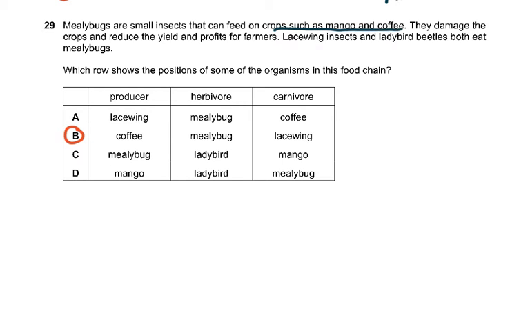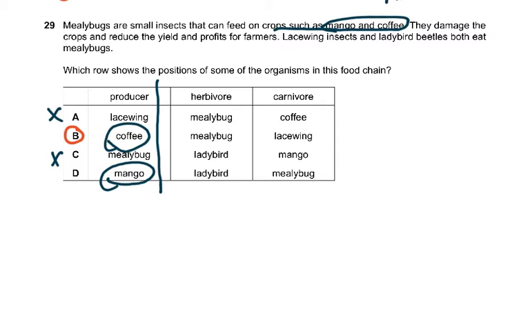Crops such as mango and coffee. So that was easy. In the producers, we had to have mango and coffee. So mango and coffee was only in B and D. So these were the incorrect ones. Now we have to read this again and see which one was coming after which one. There's a ladybird here. Lacewing insects and ladybird eat the mealybug. So the mealybug had to come first, and then the lacewing or the ladybird had to come after that.